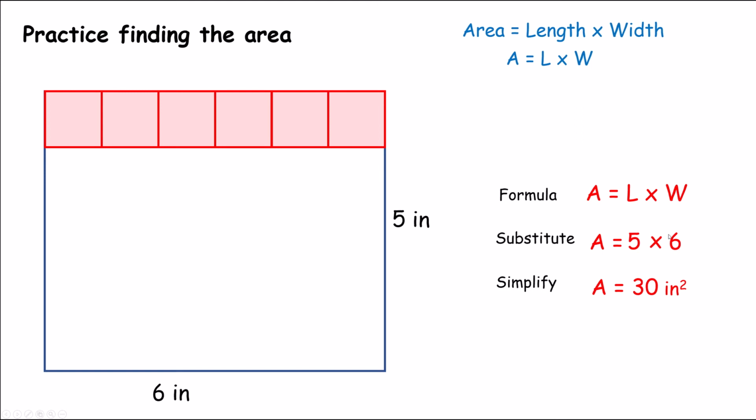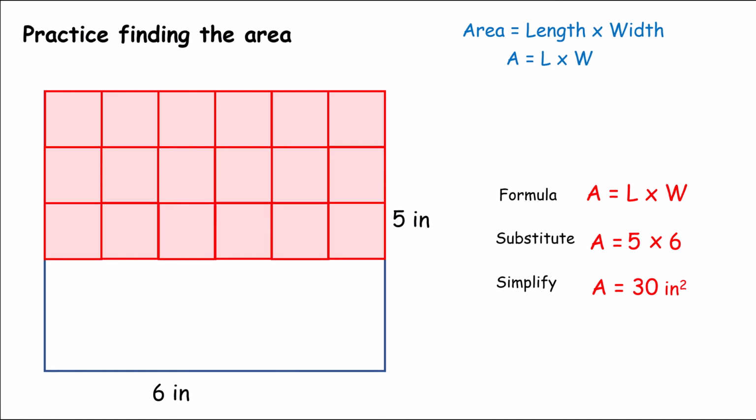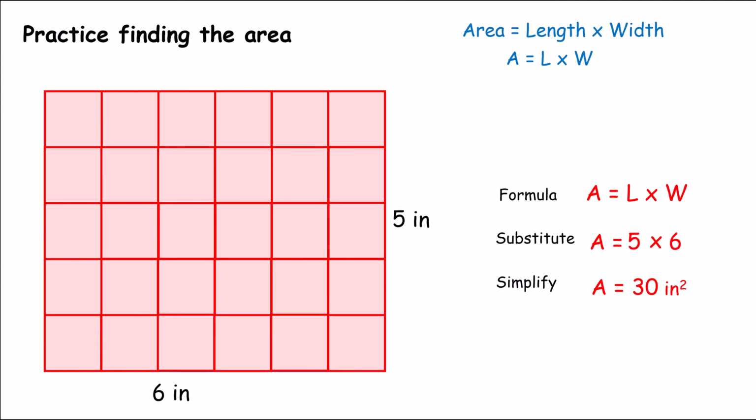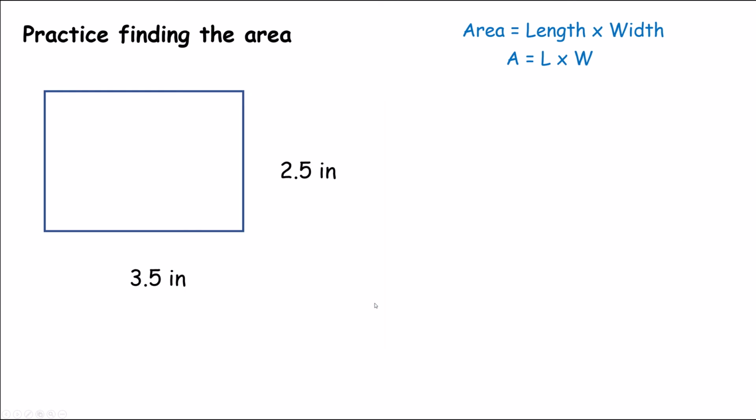That's here. And I know I'm going to need 5 rows of that. So there's a second row of 6, a third row of 6, a fourth row of 6, and a fifth row of 6. Notice that it takes 30 squares to fill the entire shape. Not too bad, right? Here's one for you.